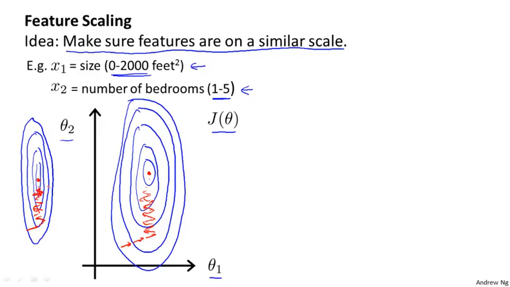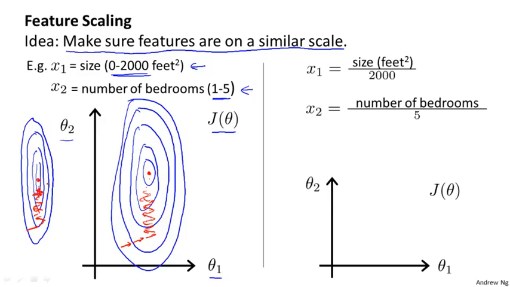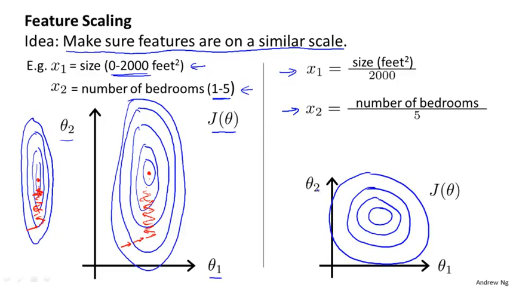In these settings, a useful thing to do is to scale the features. Concretely, if you instead define the feature x1 to be the size of the house divided by 2000, and define x2 to be the number of bedrooms divided by 5, then the contours of the cost function J can become much less skewed, so the contours may look more like circles.